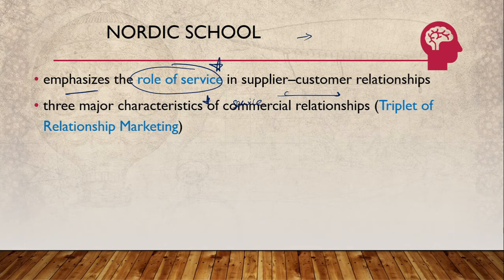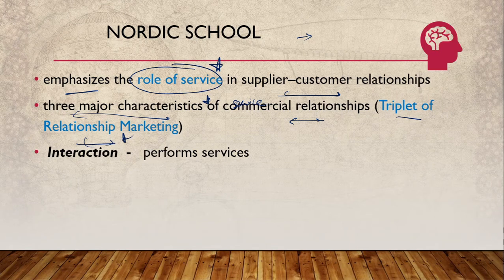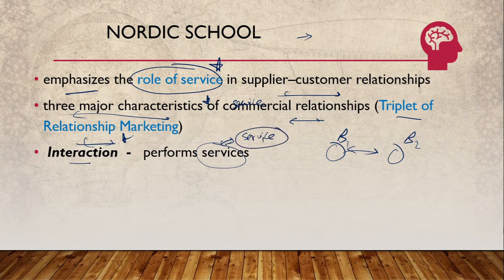They say that there are three major characteristics which are essential for good commercial relationships, which is known as the triplet of relationship marketing, and those three are first, the interaction. As I have just said, if there is an interaction between these two companies, then you have to see these interactions as services. Whenever you interact, you need to get a feel that you are providing a service to the other company. So they're emphasizing the service.